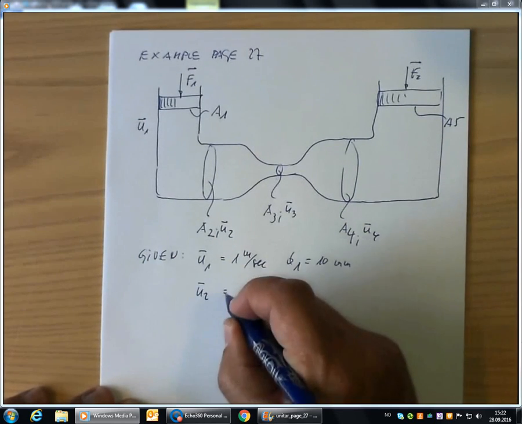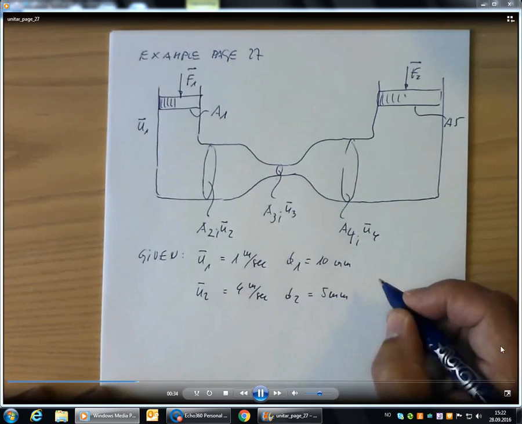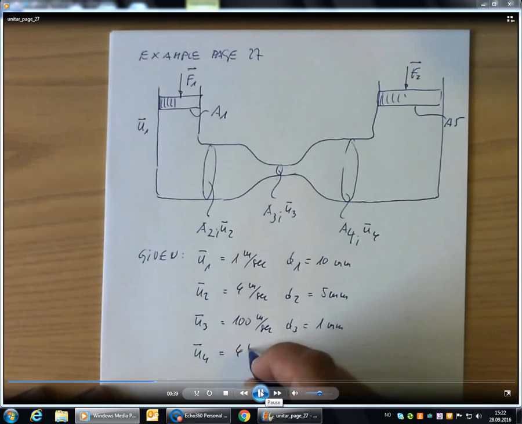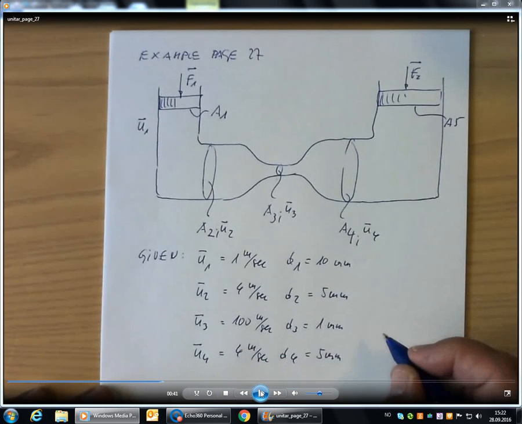So given are these parameters: U1 is 1 meter per second and the diameter is 10 millimeters, U2 is 4 meters per second and the diameter in position 2 is 5 millimeters, U3 is 100 meters per second and the diameter is 1 millimeter, and U4 is 4 meters per second and the diameter D4 is again 5 millimeters, like in this cross section A2.